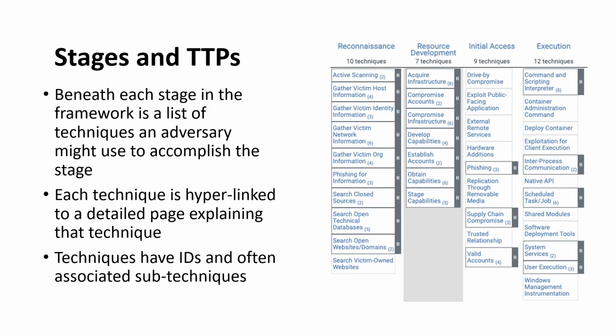Beneath each stage in the framework is a list of techniques an adversary might use to accomplish this stage. Each technique is hyperlinked to a detailed page explaining that technique. Techniques have IDs and often associated sub-techniques.